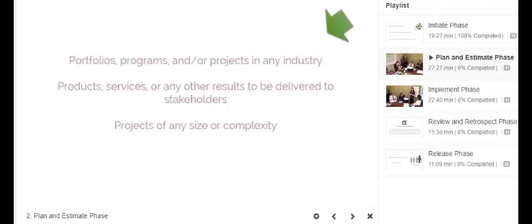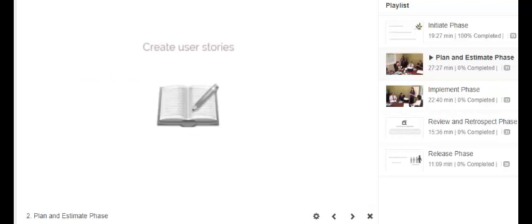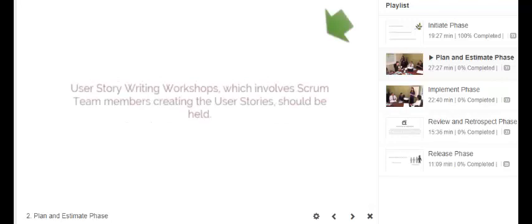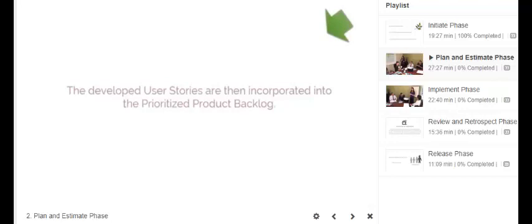Let's begin with understanding briefly each of the processes that is part of the plan and estimate phase. The first process is create user stories. In this process, user stories and their associated user story acceptance criteria are created. User stories are usually written by the product owner and are designed to ensure that the customer's requirements are clearly depicted and can be fully understood by all stakeholders. User story writing workshops, which involve Scrum team members creating the user stories, should be held. The developed user stories are then incorporated into the prioritized product backlog.